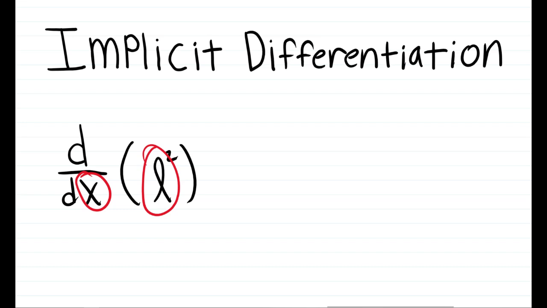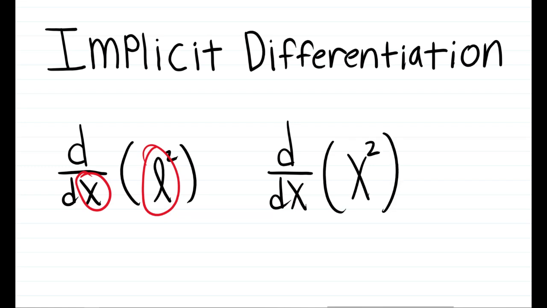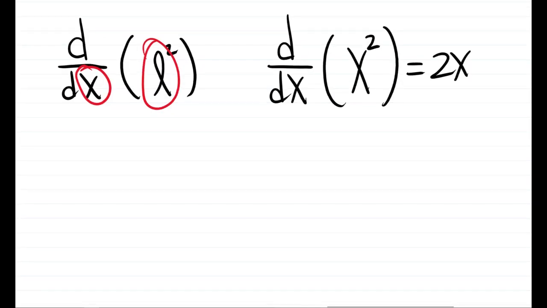Usually, we're used to seeing something like d/dx of x squared, and we know this is equal to 2x. But what about d/dx of L squared? Well, the answer to this is 2L times dL/dx.